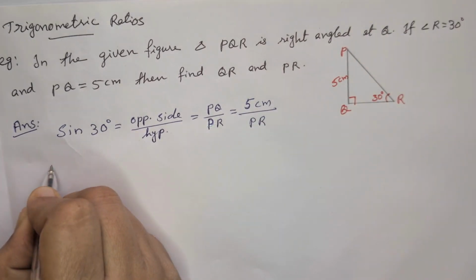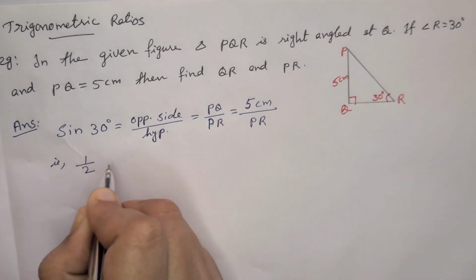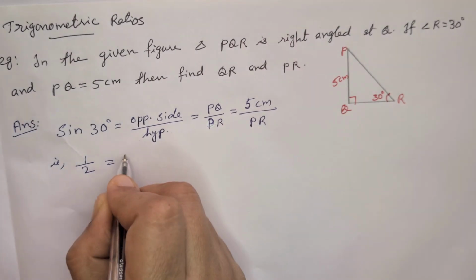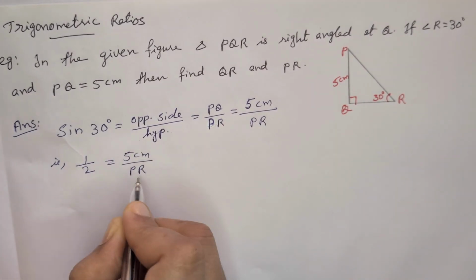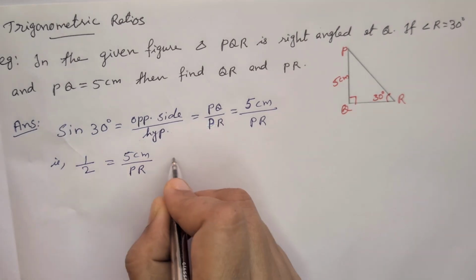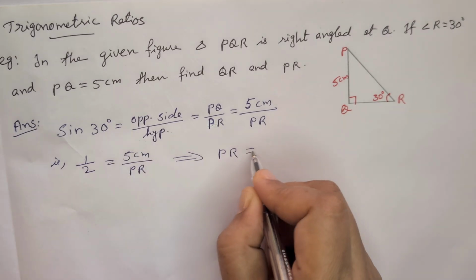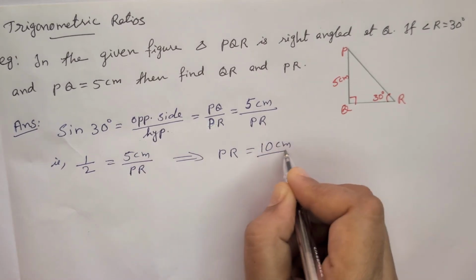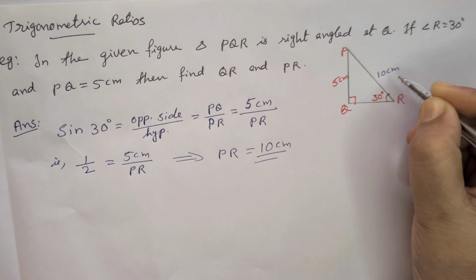But we know the value of sine 30 from the table. Sine 30 is 1 by 2, which is equal to, we can write, 5 centimeter by PR. Cross multiply, we will get PR is equal to 2 into 5, 10 centimeter. So we got the hypotenuse PR as 10 centimeter.